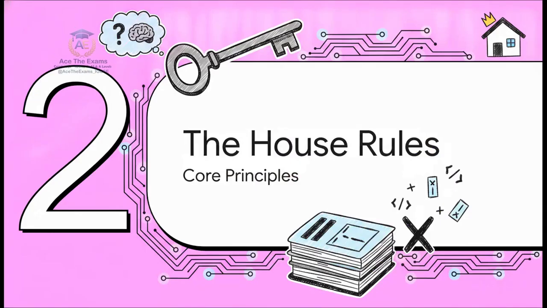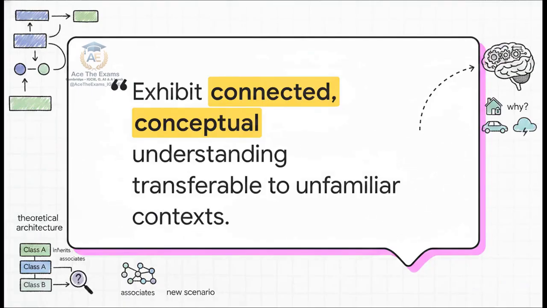Section 2. The house rules. The core principles of the exam. If you want to win, you have to know what the Cambridge examiners actually value in your answers. Listen to this direct quote from a recent principal examiner report. Top-performing students exhibit connected, conceptual understanding transferable to unfamiliar contexts. They want the why behind the code, not just the how. They are testing your ability to take a theoretical architecture and apply it to a completely new scenario you have never seen before.